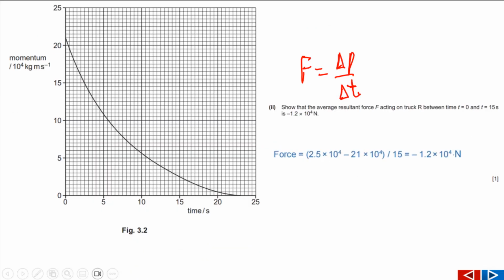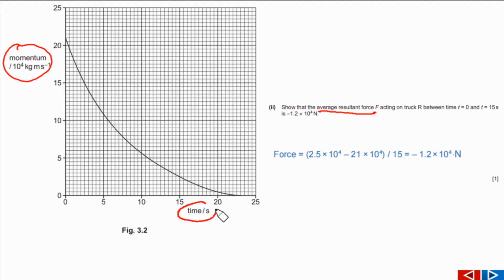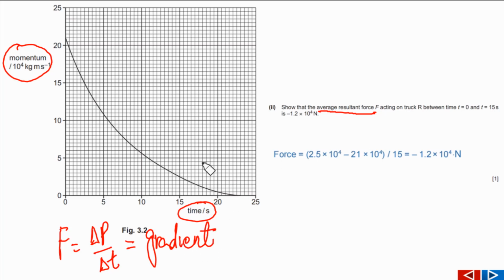And for the second part, we need to calculate the force. One very important thing: most of you will find the answer, but you need to understand we are calculating the average resultant force. In this case, the resultant force does not have one value, it is changing. If you look at this graph, we have momentum here and time here. So how is the force changing? Force here means the resultant force, which is equal to delta P over delta t, meaning the gradient of this graph. As the gradient is decreasing, the resultant force on the truck is decreasing.